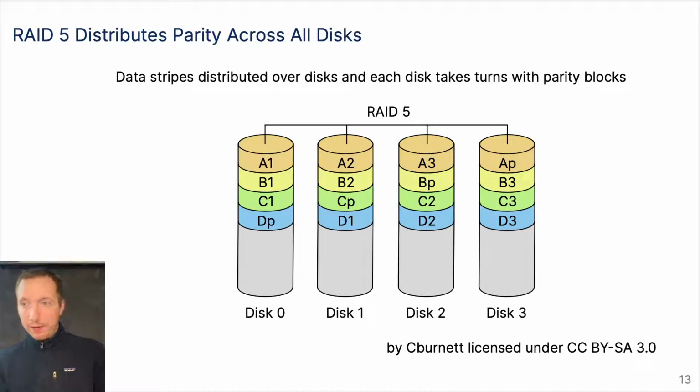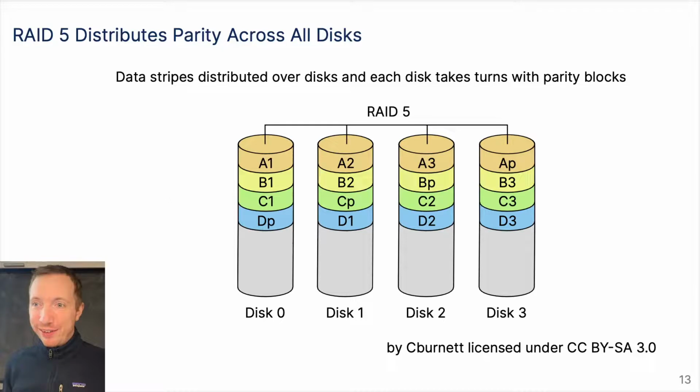RAID 5 is the same idea where there's a single parity disk, except the parity is distributed across all of the disks. So in this example, disk 0 has the parity calculation for D, disk 1 has it for C, disk 2 has it for B, and disk 3 has it for A. So it's more evenly distributed across all the disks, but otherwise performs exactly the same as RAID 4.